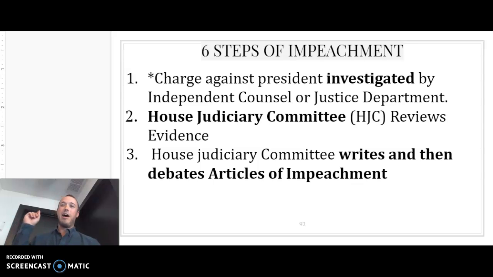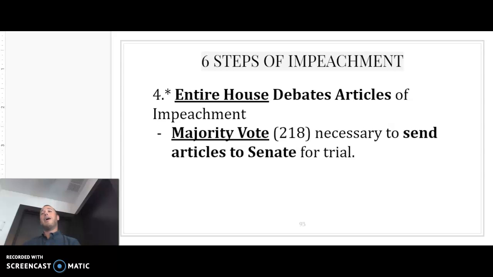No spoilers. The House Judiciary Committee is going to be responsible for gathering evidence. They are also going to write and debate the articles of impeachment, or say, hey, what actually were the things that went wrong? All right. Fourth thing, the entire House is going to vote on the articles. It takes a simple majority to pass the articles of impeachment, which then gets moved to the Senate.